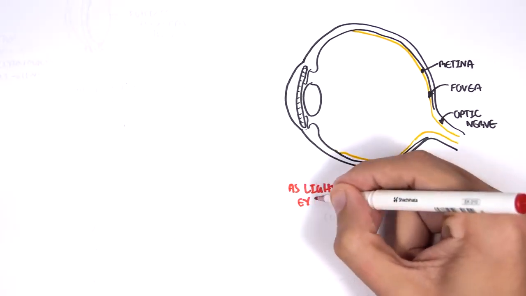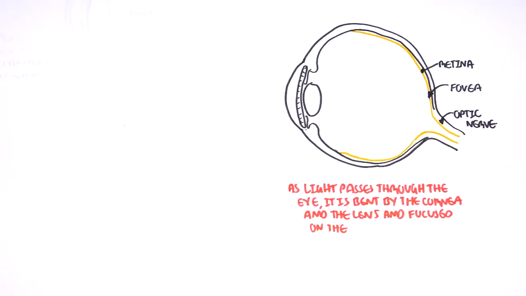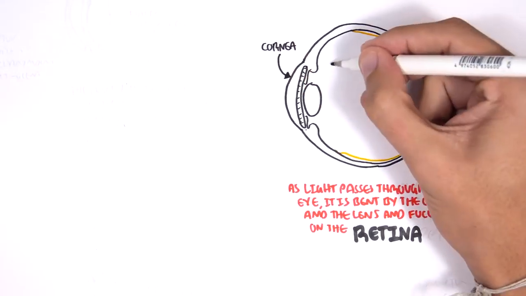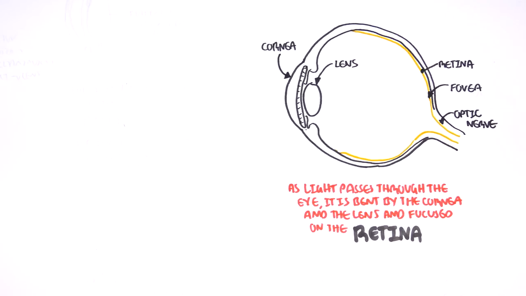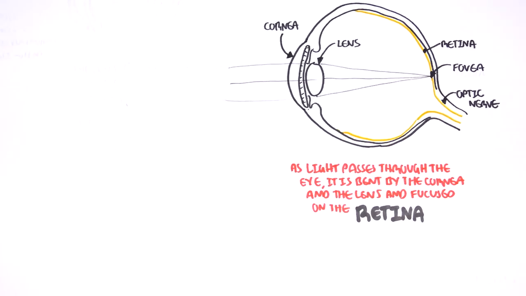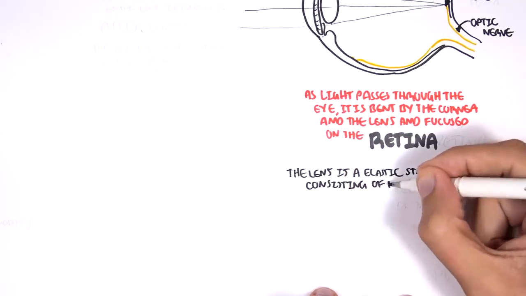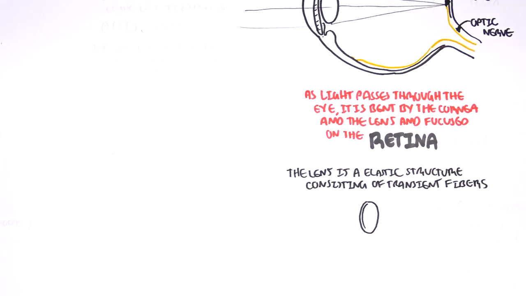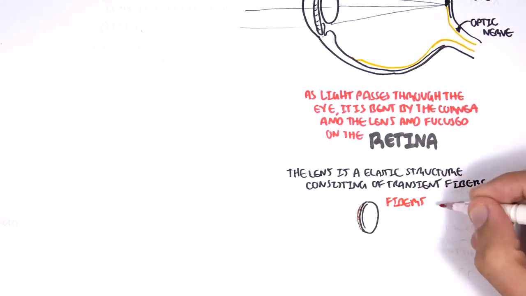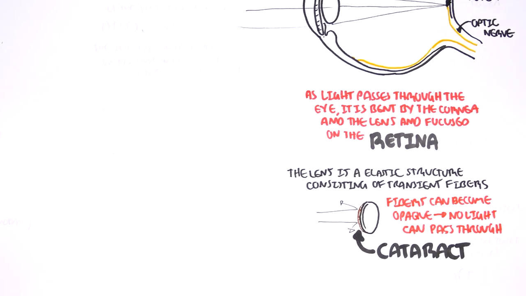As light passes through the eye, it is bent by the cornea and the lens, and is focused on the retina. So here is the cornea, and here is the lens. These are the primary structures responsible for focusing the light entering the eye, and it focuses on the fovea at the back. The lens is an elastic structure consisting of transparent fibers. But things can happen to the lens. The fibers of the lens can become opaque. This can result in no light entering the eye. This condition of the lens becoming opaque is called cataract.